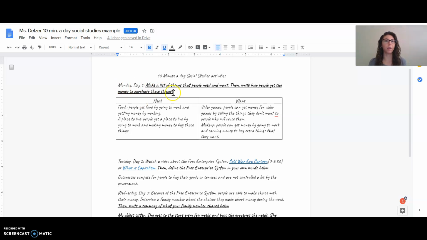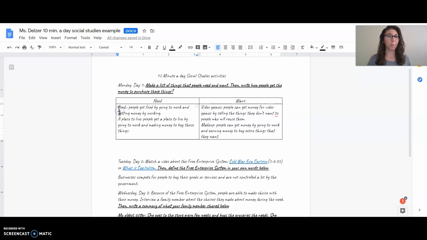So for Monday, you're going to make a list of things that people need and want, and then write how people get the money to get these things. You're going to make a list of at least 2 things that people want, and at least 2 things that people need. Okay? So there should be a list of 4 things total: 2 things people need, 2 things people want.